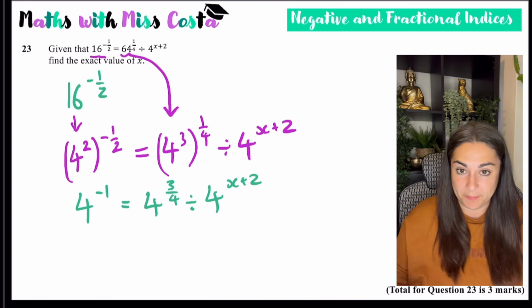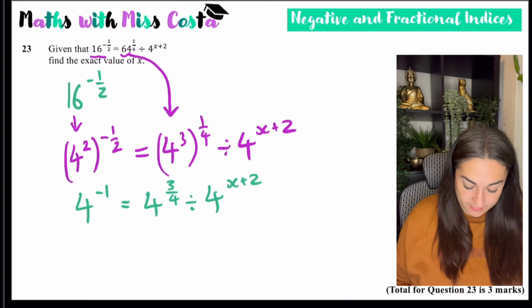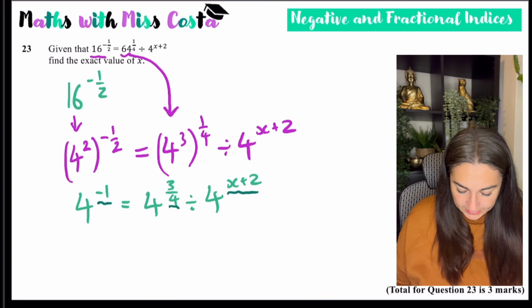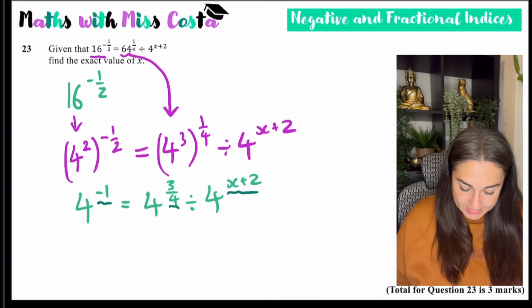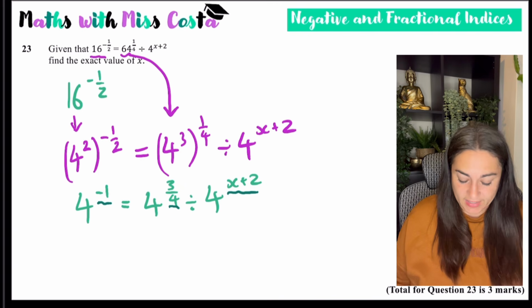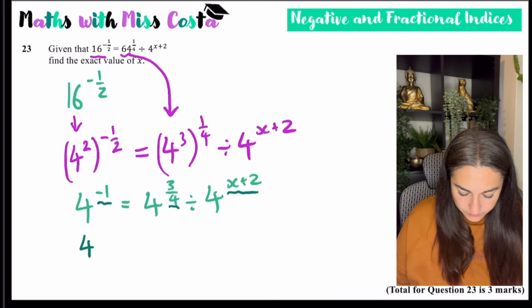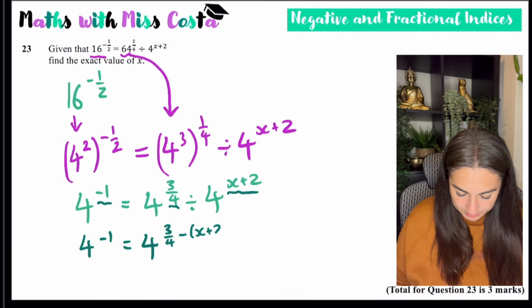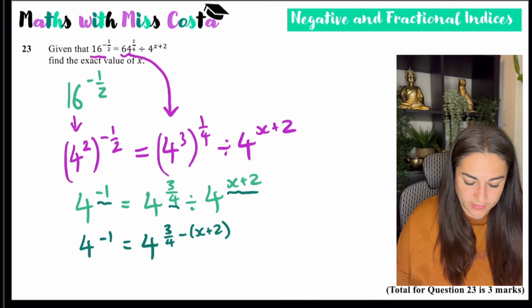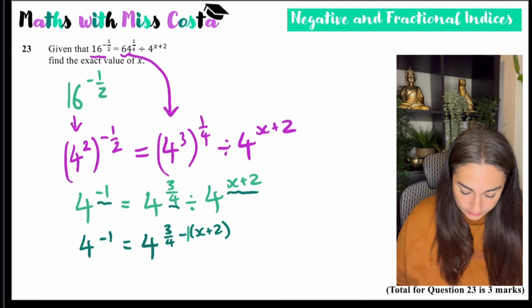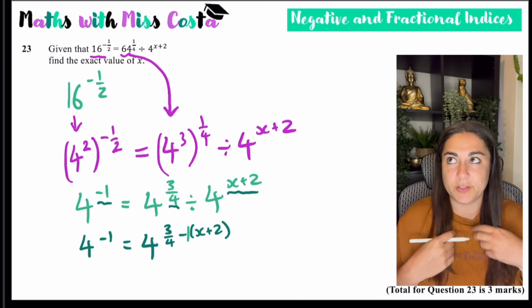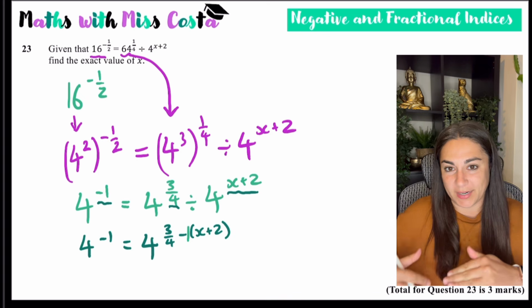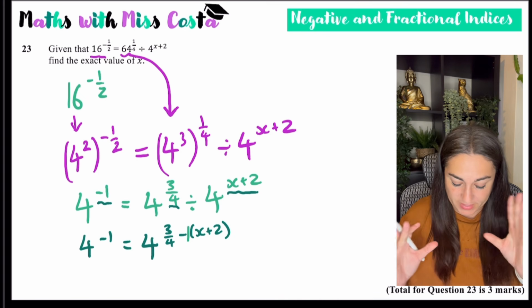And now that they have the same base, I can use the laws of indices again. So I know that 4 to the power of minus 1 must be equal to these two simplified. Now, what do you do when you're dividing indices? You subtract them. So 4 to the power of minus 1 must be equal to 3 quarters minus x plus 2. And some people get a little bit stuck here as well. When you're subtracting two terms, you're going to end up subtracting them both. So sometimes it's better to put them into a bracket.